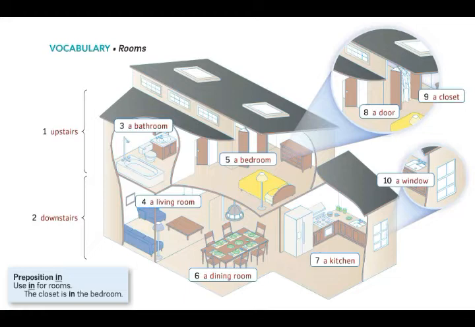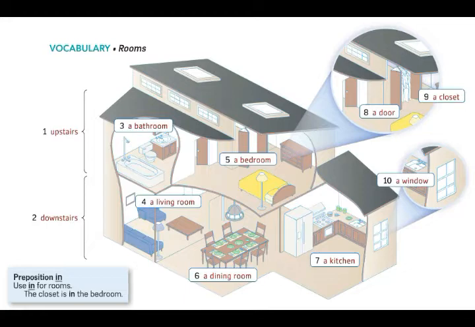Number 6, we have dining room. In some houses there are no dining rooms, but a dining room, in case we have one, is the place where we usually eat, where we have breakfast, where we have lunch. Usually when we want to eat with our family, we do it in the dining room. So we have tables, we have chairs.